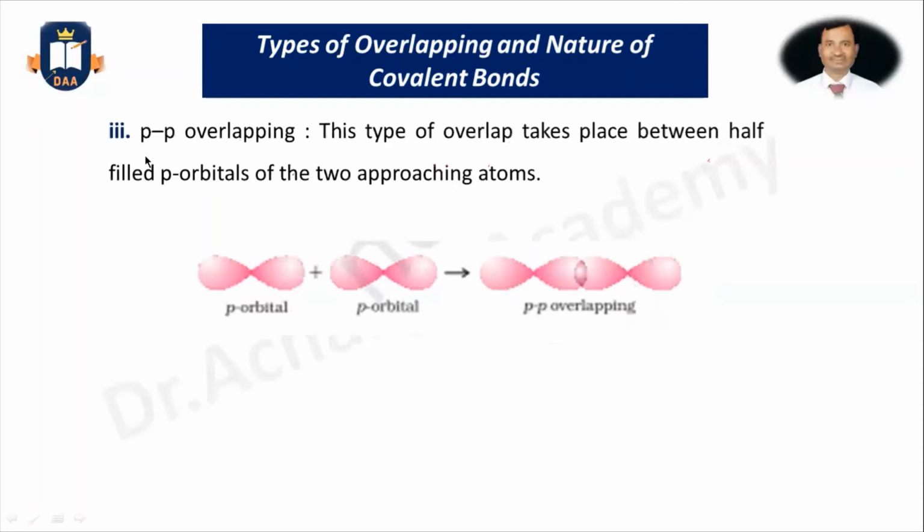Now we'll consider the PP overlapping. One p orbital is there, half-filled p orbital, and it overlaps with one lobe of the p orbital of another atom, which also has a half-filled orbital, that means single electrons, and in this way they overlap each other, and it is called a PP overlapping, this figure.